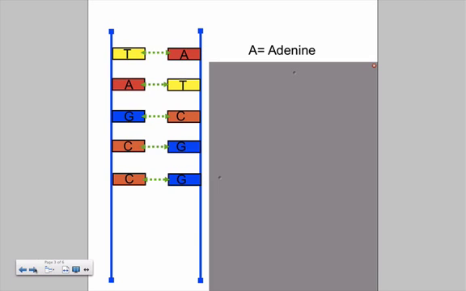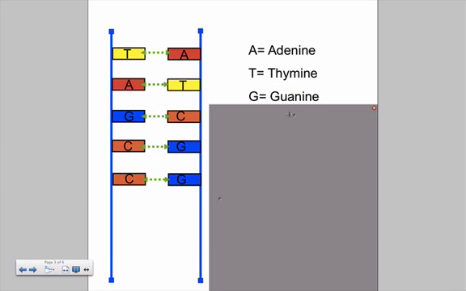Alright, so in this slide I want to show you just a little bit about DNA and what makes up DNA. There are several things that make up DNA, and what we're going to focus on is the actual nucleotides that make up the DNA and are considered our genetic code. So the nucleotides in DNA are represented with letters. A stands for the nucleotide adenine. T stands for the nucleotide thymine. G stands for the nucleotide guanine. And C stands for the nucleotide cytosine.